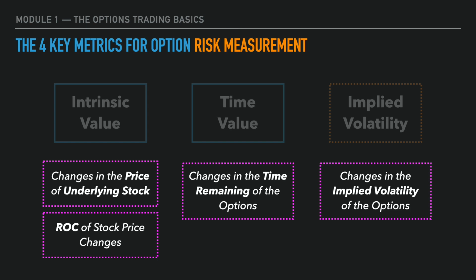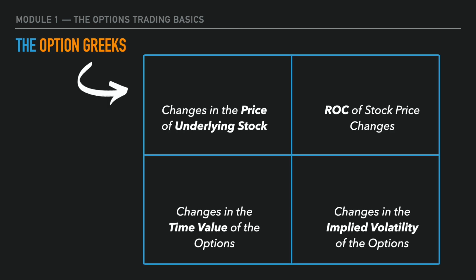The main reason we need to fully understand how these factors work and how they can impact the price of options is for risk management purposes. In fact, because they're so important in options trading, professional traders even specially assign each one of them a Greek letter. Delta measures the changes of the underlying stock price. Gamma measures the rate of change in the underlying stock price movement. Theta measures the changes in the time value of the options, and vega measures the changes in the implied volatility. These are called the option Greeks.